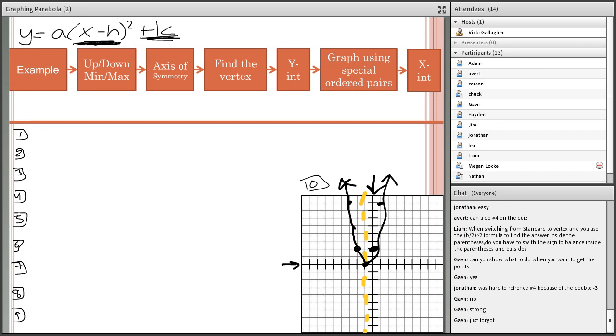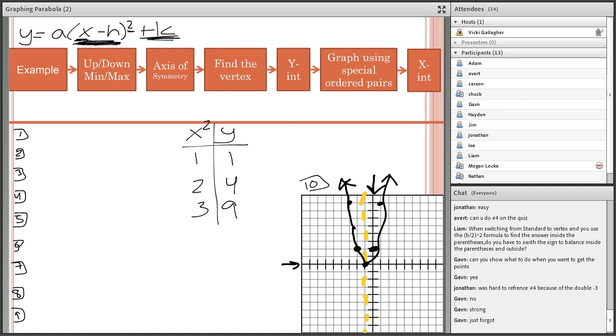That's fine. Okay. So your special ordered pairs, basically you start with the numbers 1, 2, and 3 for your x. And since all of these problems will have an x squared in them, you square those numbers to get your y. So 1 squared is 1, 2 squared is 4, 3 squared is 9. And this would be the size of a normal parabola.